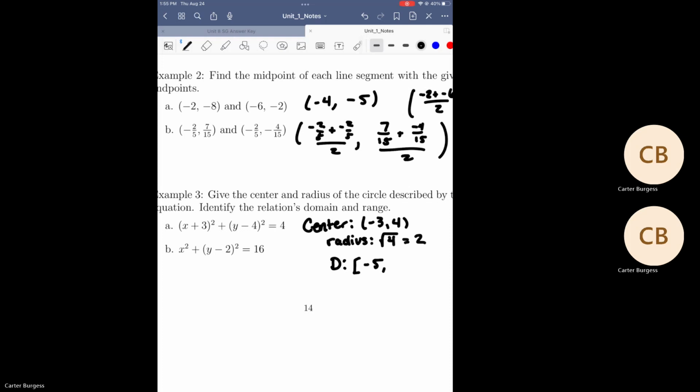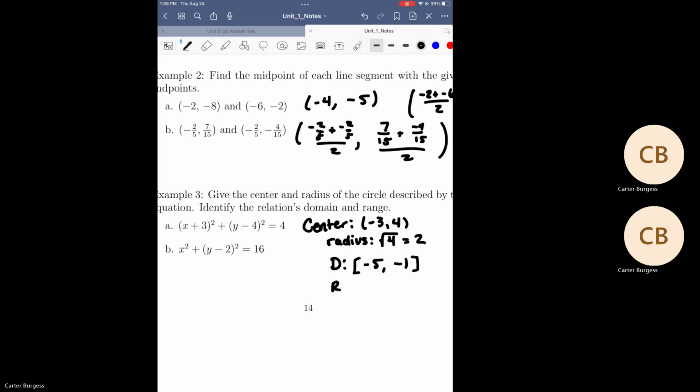Remember, domain is going to be x value. So thinking starting from that x value, traveling to the right. Not quite 2. What's our starting x value? Where are we starting from? -3. If I travel 2 to the right, I end up at -1. What's our starting x value? -3. If I travel 2 to the left, where do I end up?